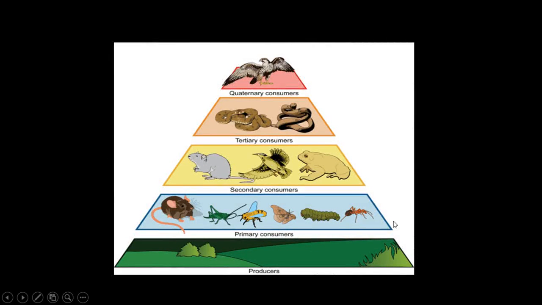So this is a picture depicting the producers, the primary consumers, secondary consumers, tertiary consumers, and lastly quaternary consumers. Again, quaternary consumers are those animals which feed on tertiary consumers.